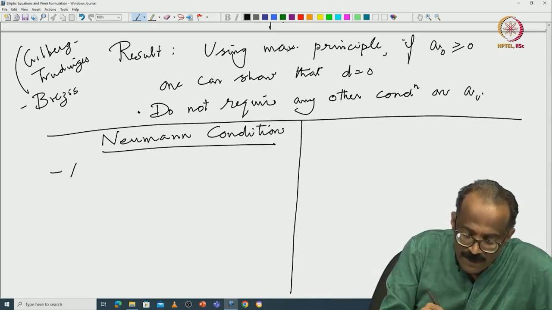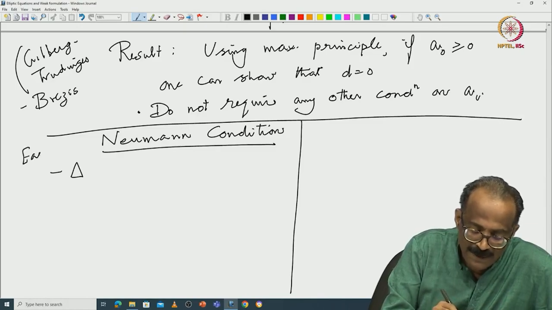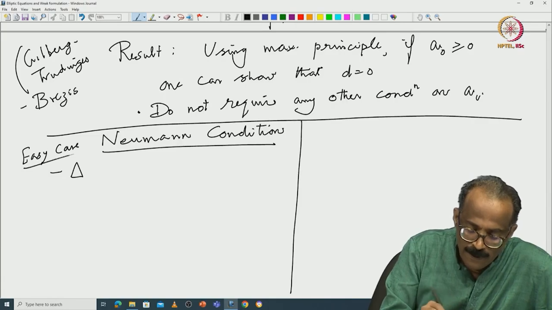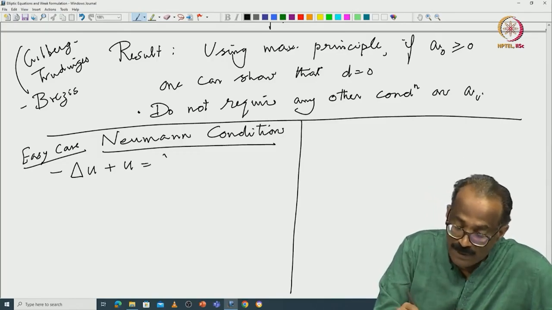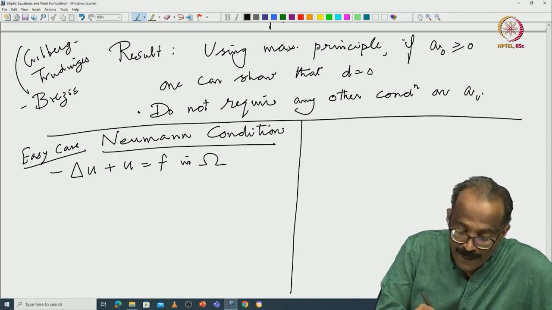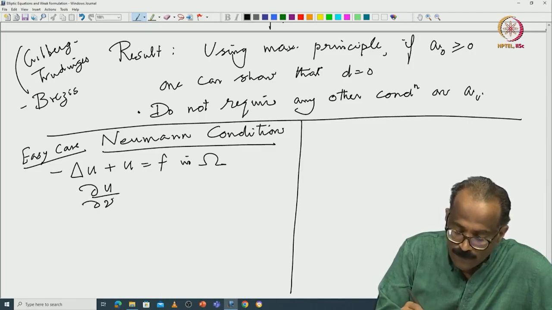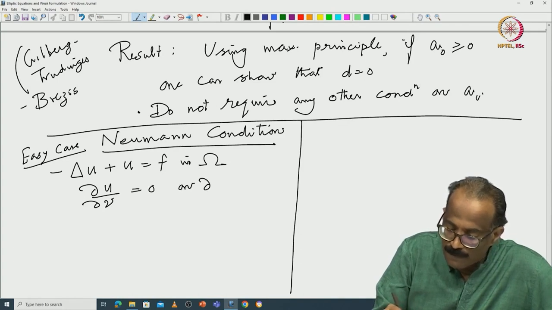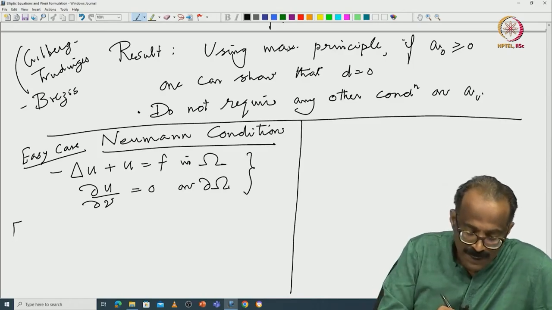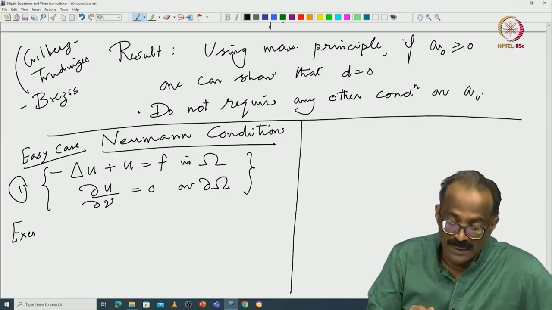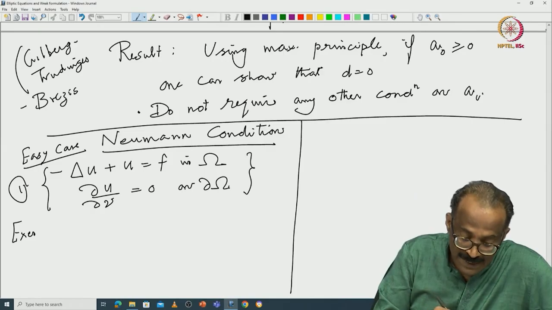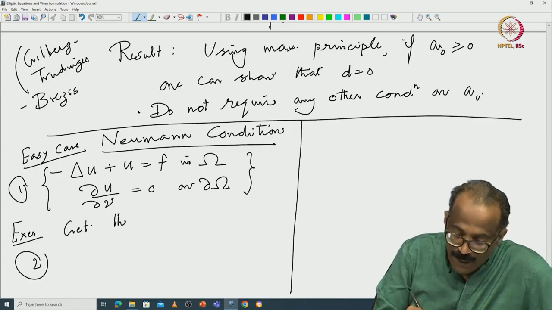So look at this equation. Let me take the easy case. There is a slightly difficult case when you don't have the zeroth order term. So you consider this equation, f in L2 of omega, and du by d nu equal to 0 on the boundary of omega. This is a simple exercise. So this is your first equation. This exercise is maybe more about how to derive it, so I may skip, and tell a few things on how to get back. It's a weak solution exercise: get the weak formulation.